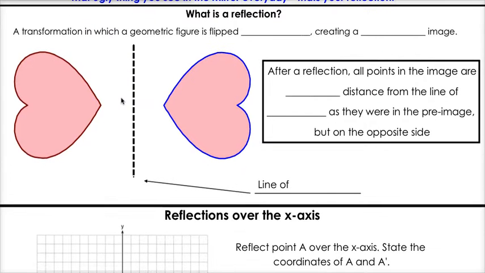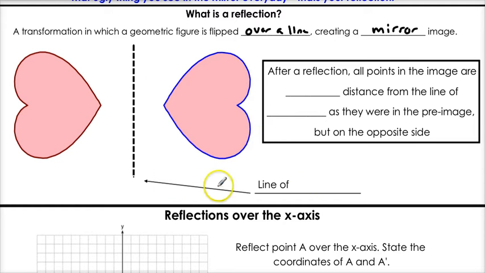Let's get into it. So, a transformation in which a geometric figure is flipped over a line, creating a mirror image. That is a reflection. We flip it over a line and it's a mirror image. So if you look over here, we got our heart. It's flipped over this line, and it becomes this flipped over mirror image.